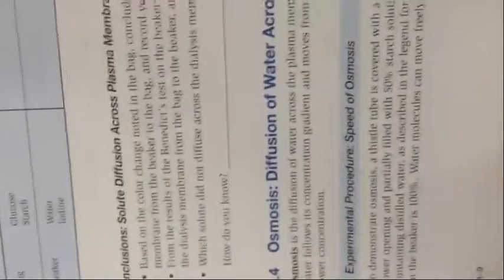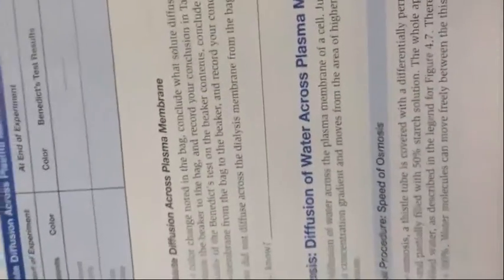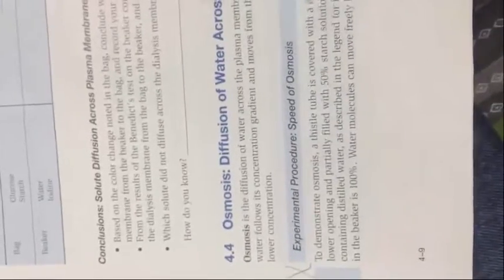Okay, on osmosis. Osmosis is a diffusion of water, which means water is going to move from where you have more water to where you have less water. That's just a simple diffusion, and they call it an osmosis. Now, on this experimental procedure, speed of osmosis, we're going to omit that. I've got an X beside that, so we're not doing this particular section here.